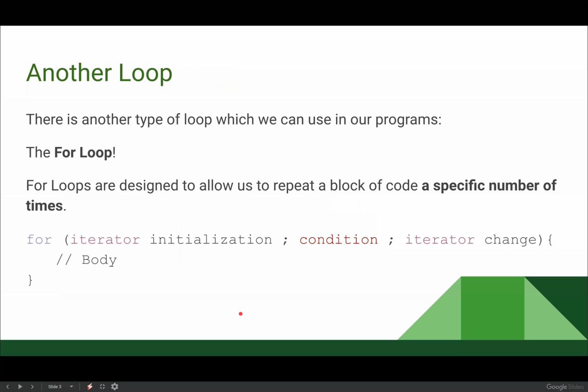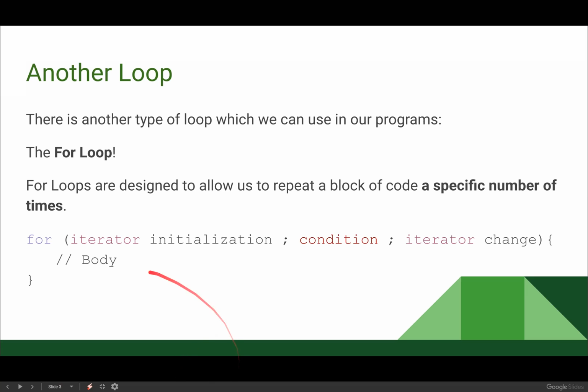So today we're going to discuss another type of loop that we can use in our programs called the for loop. For loops are designed to allow us to repeat a block of code a specific number of times. And this is one of the places in which Java is different from, especially, Python. They have very different formats for their for loops.